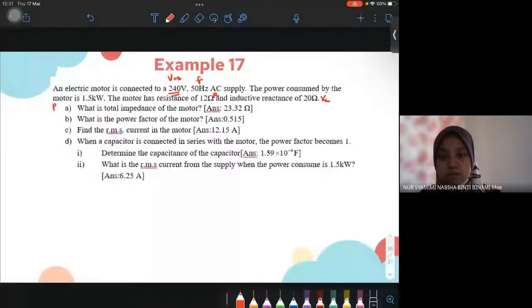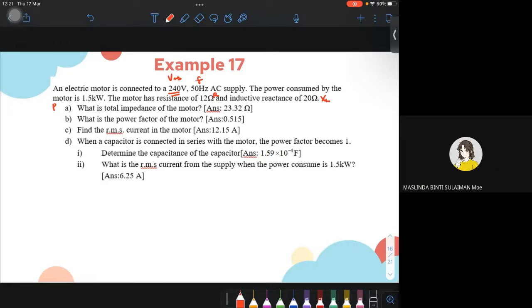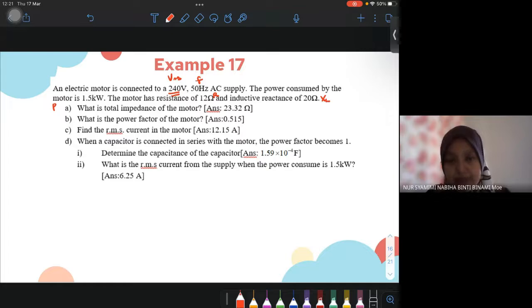Okay, so my question, what circuit is this circuit? R, C, L, RC, RL, RCL. What circuit is this, class? RL, madam? Yes, it is RL because it only gives R and XL. So it is an RL circuit.